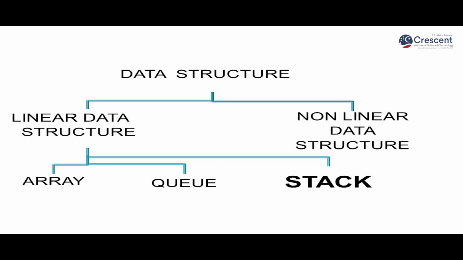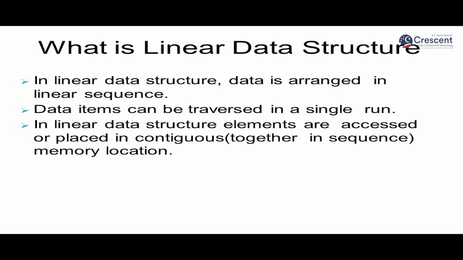So, there are two types of data structures, that is linear data structure and non-linear data structure. Stack will come into the linear data structure. So what is linear data structure? In linear data structure, data is arranged in linear sequence. Means we will be giving a continuous memory for the storage of the elements. And if we want to retrieve the data or traverse the data, we can get that item in a single run. So, stack is an example of the linear data structure.